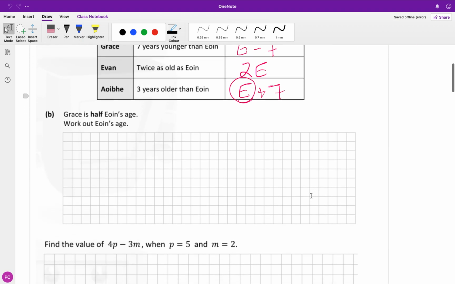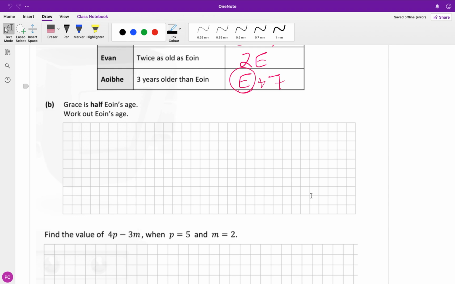This second part, B, is probably the hardest question in the whole thing. It involves a bit of equations, which I'd say people struggle with. I hope you didn't stop when you got to this one, because it is a difficult one. They're saying Grace is half Owen's age. So Grace then is half of E. So if Owen is E, Grace is half of E, whatever E is. But we know that Grace here is E minus 7. So half of E is the same as E minus 7.